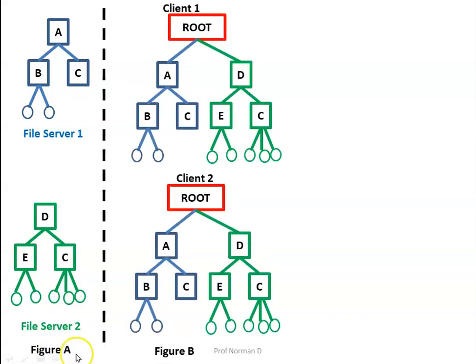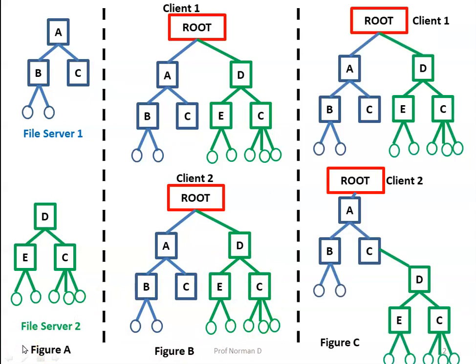Now, in figure B, we have a system in which all the clients and other machines have the same view of the distributed file system. That is, if the path DEX is valid on one machine, it is valid on the other machine also. We can see in figure C that different machines have different views of the file system. If we consider the previous example, the path DEX might be valid on client 1 but not on client 2.